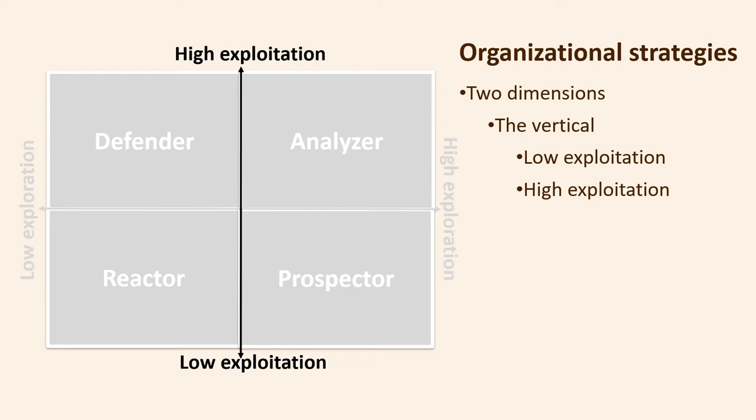At high exploitation, lean projects are done on an ongoing basis. At low exploitation, no one is trying to improve the organization's processes.